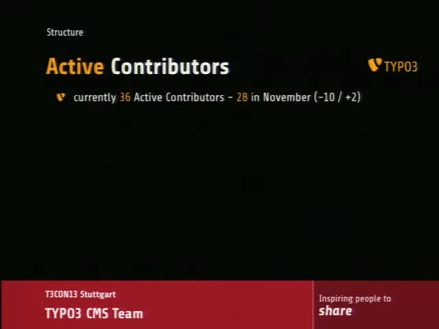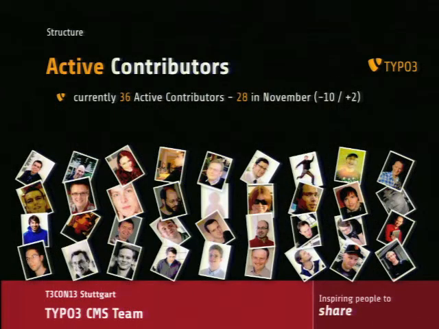Okay, then the term about the active contributors. So active is important, as I mentioned. Currently we have about 36 active contributors. In November, there will be 28, so we will lose 10 active contributors, and we will have 2 new active contributors. So it is important that the term of activity is checked regularly.